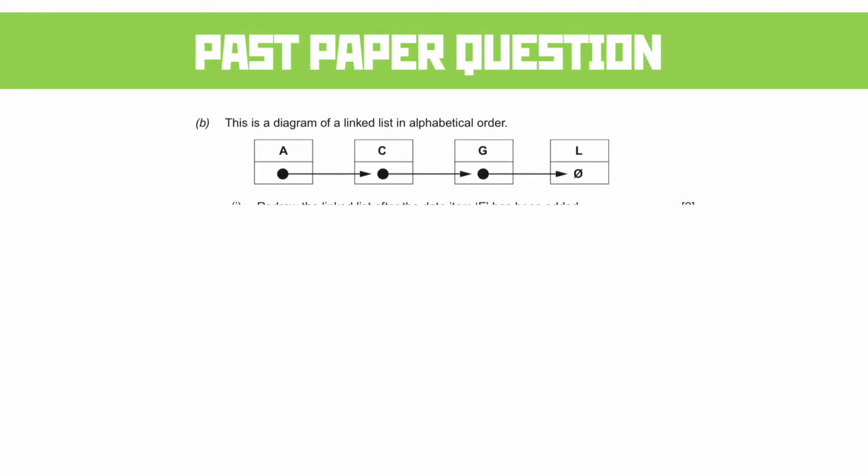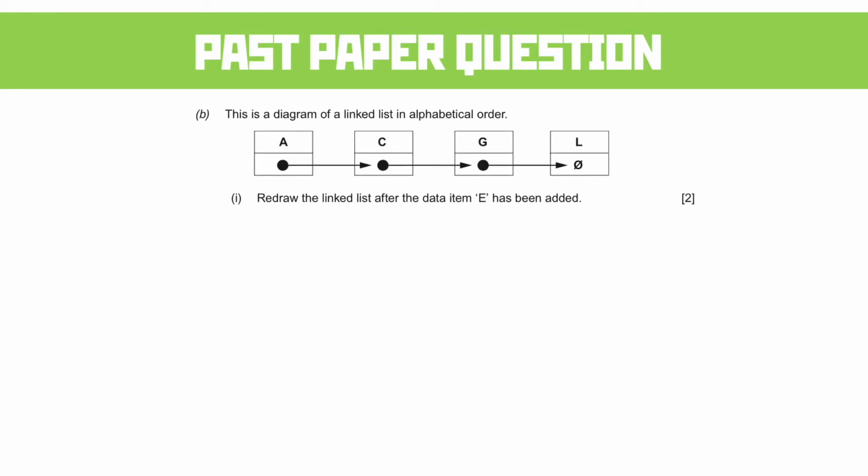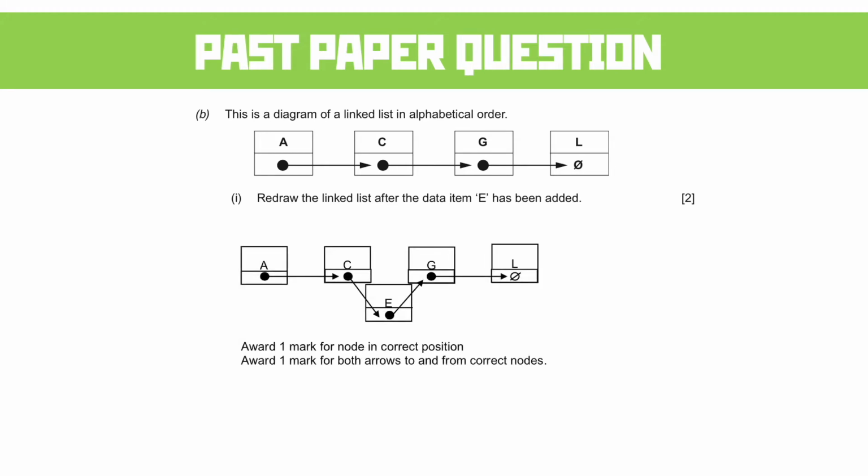Part B, we have the simplified description of a linked list there. Redraw the linked list after the data item E has been added, noting that it's in alphabetical order. So the way in which we're going to get E in is E is going to have to go between C and G. So the easiest thing to do is draw that box down below and adjust the pointers from C to point to E, and the pointer from E to point to G. So there's still a continuity of the pointers there.